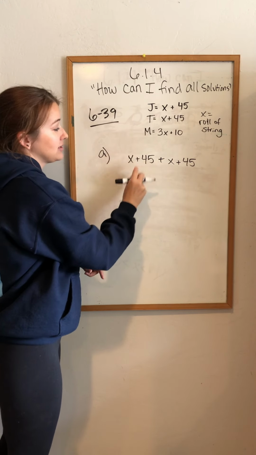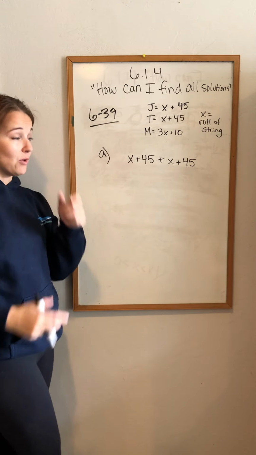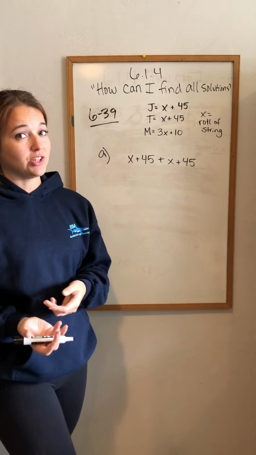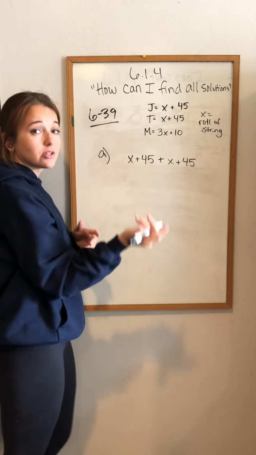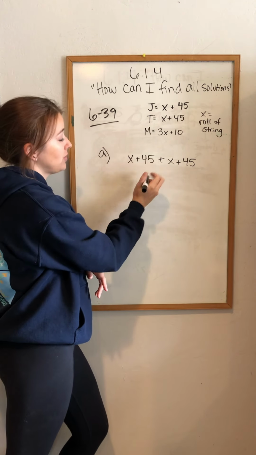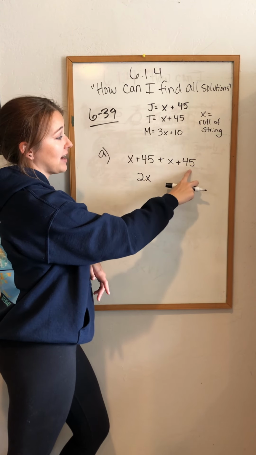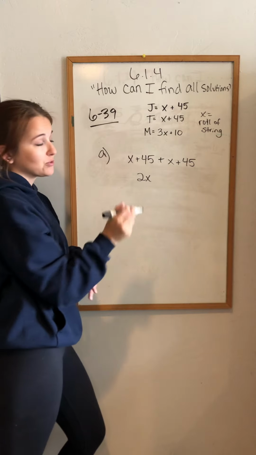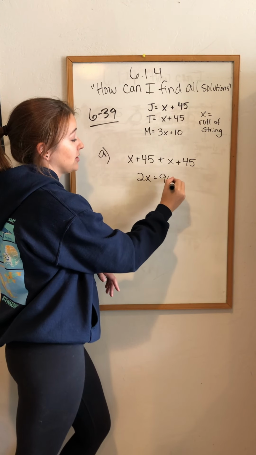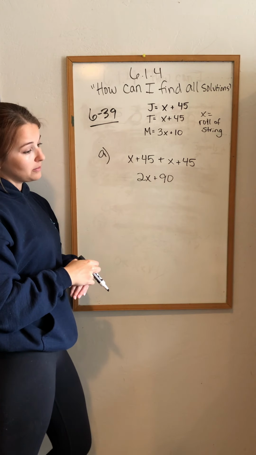Now that I have this, that could actually count as one of your expressions. If I want to write another expression that is equal to the same thing, I could just combine like terms. So I see how many x's? I see 2 x's. And how many ones? I'm going to combine my 45 and my 45. 45 plus 45 is 90. So there is the expression, the 2 expressions for part A.